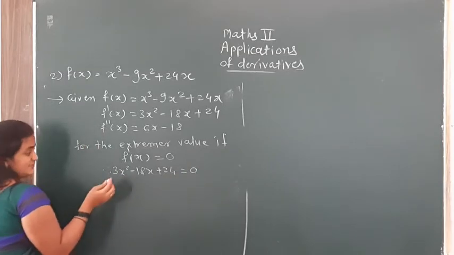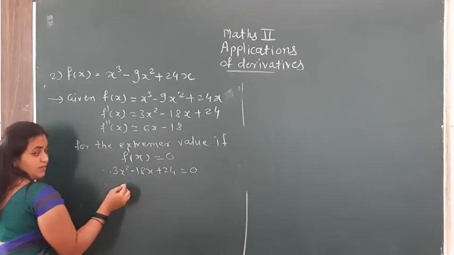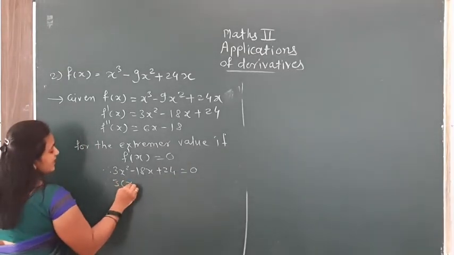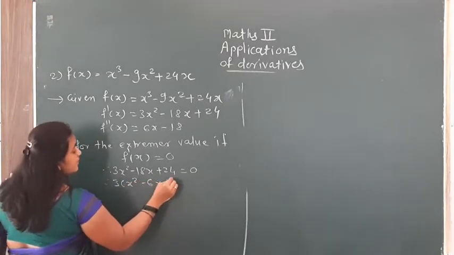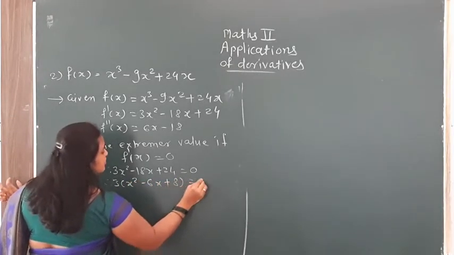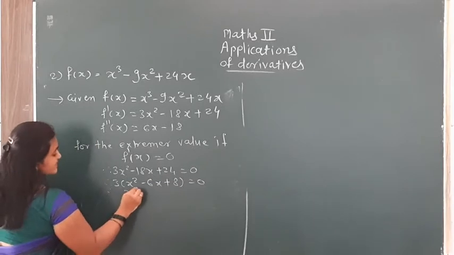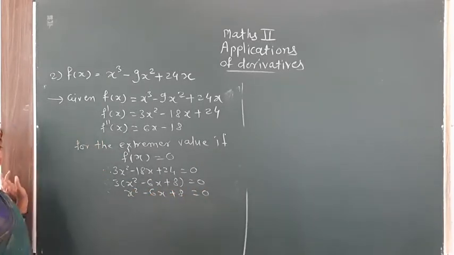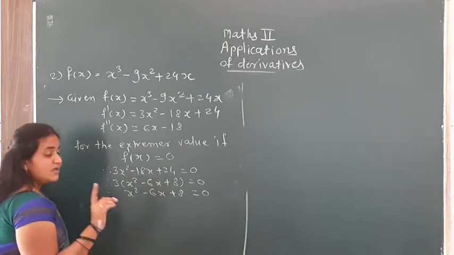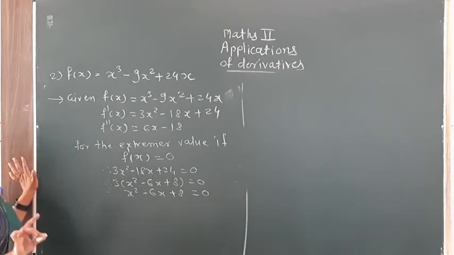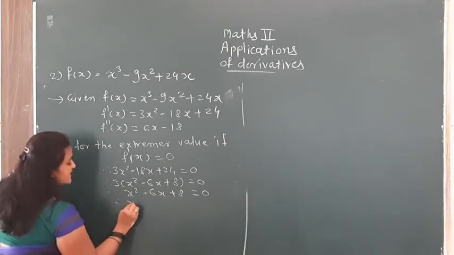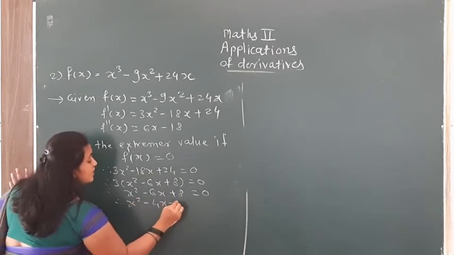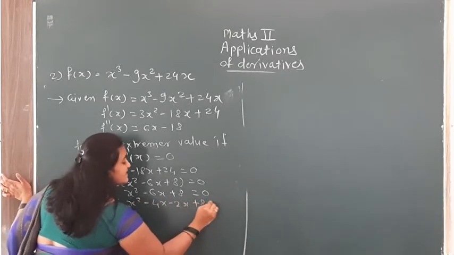So this implies we can simplify. 3 is common, take it outside. So inside the bracket, x square minus 6x plus 8 is equal to 0. Therefore x square minus 6x plus 8 is equal to 0. Find those two numbers whose multiplication is plus 8 and addition is minus 6. So x square minus 4x minus 2x plus 8 is equal to 0.